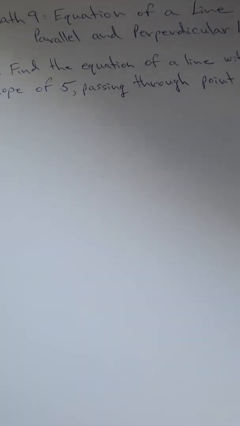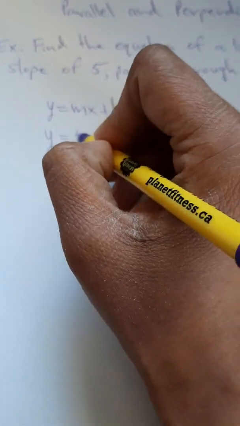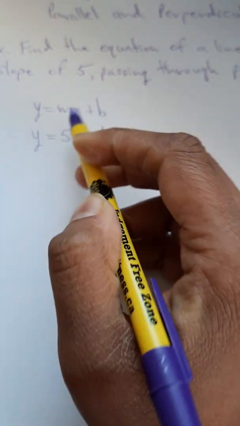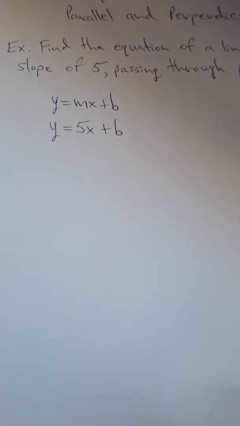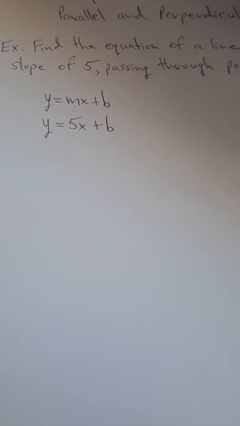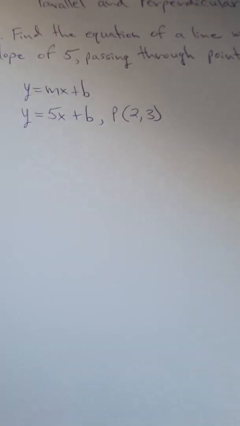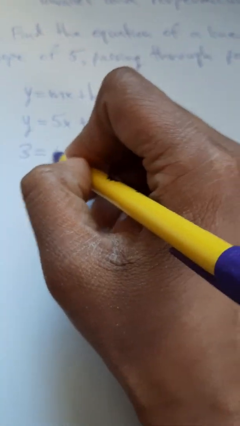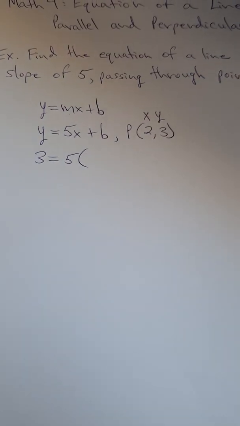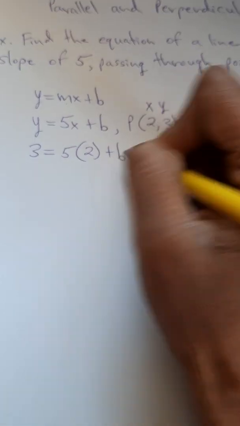So what we're going to do here is plug into the y equals mx plus b, and we're going to plug in the slope. The slope is the m value, so instead of the m here, I'm just putting in the 5. Does everyone see that? So y equals 5x plus b. Then I'm going to use the point that they give me in the question, which is 2 and 3, for x and y. So the y is 3, so 3 equals 5 times the value of x, which is 2, plus b.